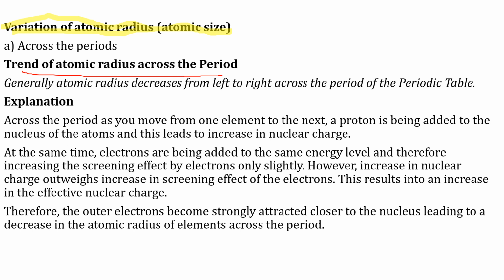And what could be the explanations? Like I've told you, the explanations for periodicity are going to be in the same way. First of all, you'll be talking about nuclear charge, as I stated it here. Secondly, you'll be talking about screening effect, as it's present here. And then thirdly, you'll be comparing the two, and then you talk about effective nuclear charge, as I mentioned it here. And then lastly, we talk about the conclusion, and your conclusion will be this one.